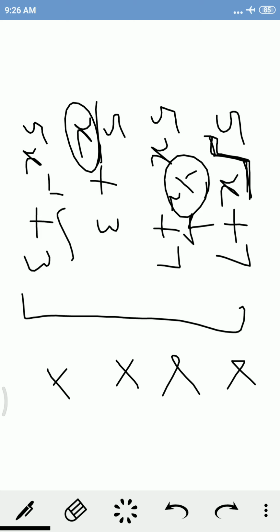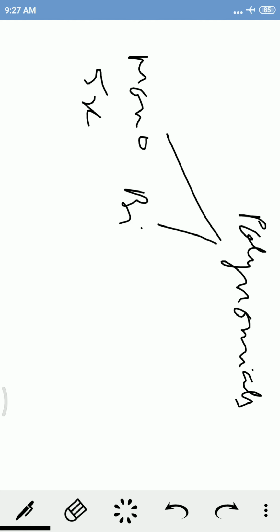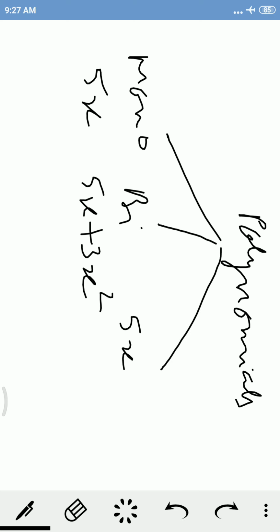Now the next thing is, what are the different types of polynomials? We are talking on the basis of their terms. A monomial has only one term. Here 5x is a monomial. A binomial has two terms, like 5x square plus 3x square, it's a binomial. Now if it has three terms, like you can write 5x square plus 3x plus 7, it's a trinomial.